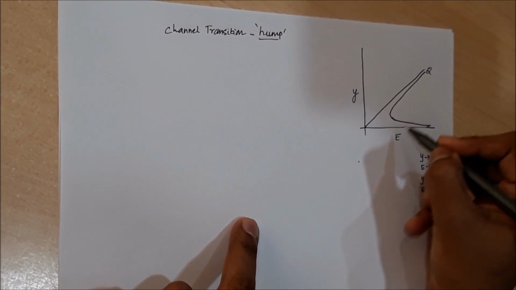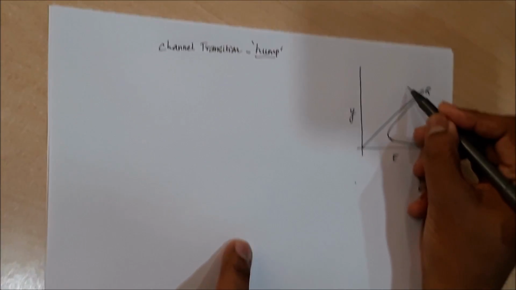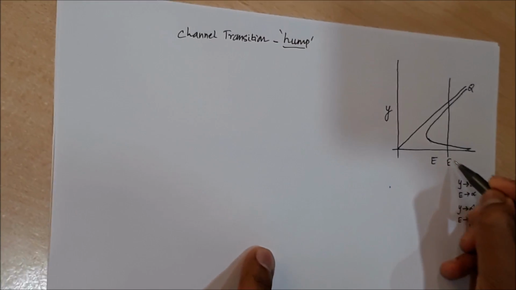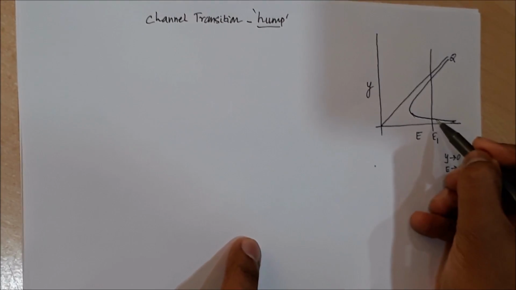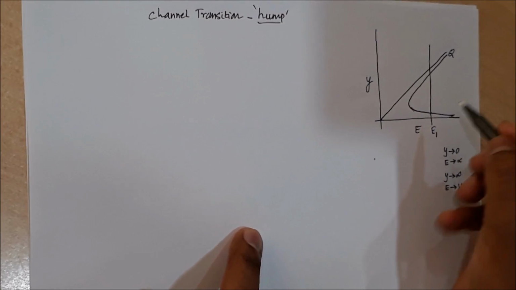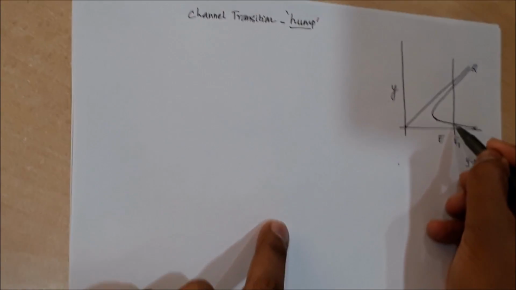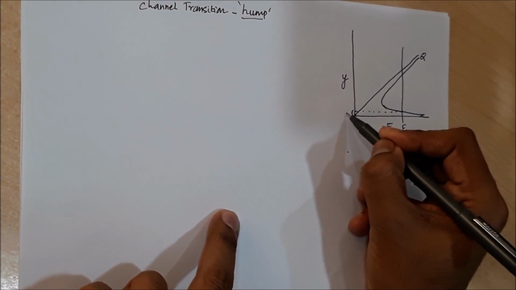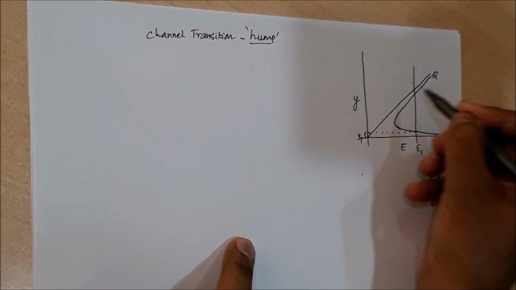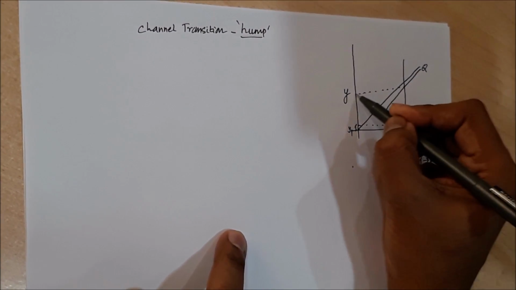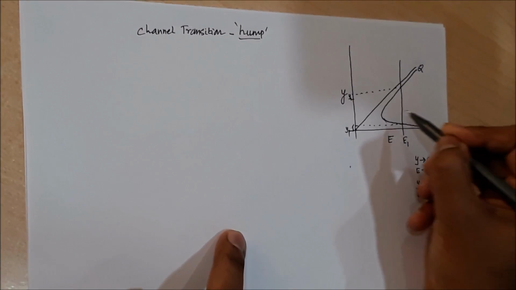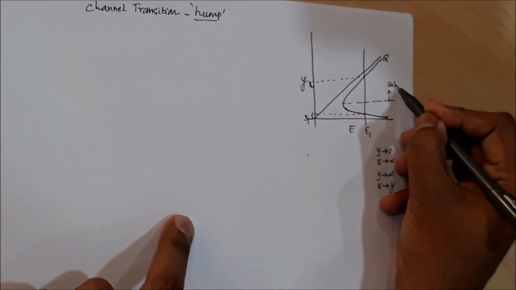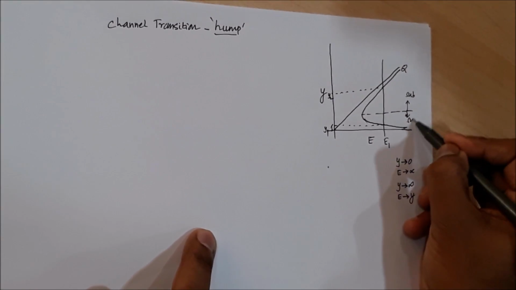So for a given discharge, let us say I take a specific energy at a particular section as E1. For this specific energy for a given discharge, there are two possible depths. One depth is the supercritical depth, which I depict here as y1, and another is the subcritical depth, which I depict here as y2. So this zone is the subcritical zone and this zone is the supercritical zone.